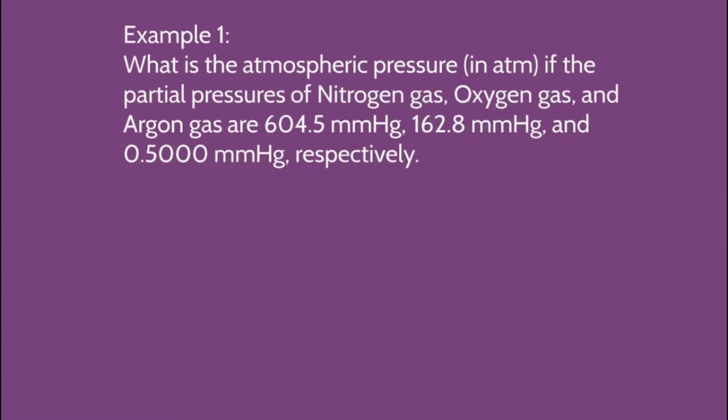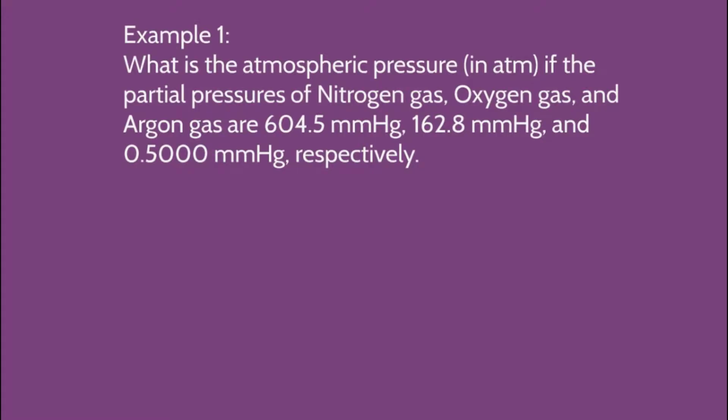All right, so here's an example. I'm going to give you three examples. What is atmospheric pressure? 101.3. Oh, never mind. They want it in units of ATM. If the partial pressures, and partial means each one's a partial, of nitrogen gas, oxygen gas, and argon are as follows: 604.5, 162.8, and 0.5 millimeters of mercury. In other words, these are all your partial pressures. They want to know what the total pressure is.